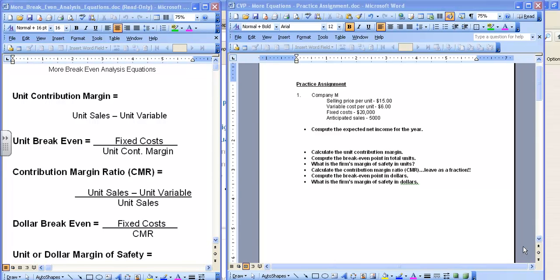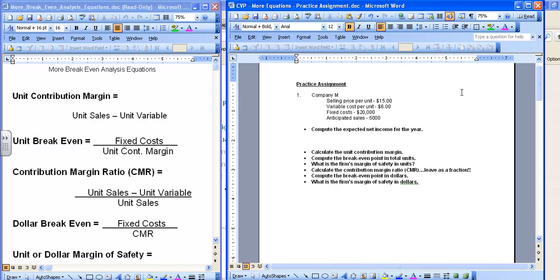Hi there. Today I'm going to teach you some more break-even analysis equations. I'm going to go through a little practice assignment with you, and then I'm going to have you do them on your own. So to begin with, it asks us to compute the expected net income for the year.